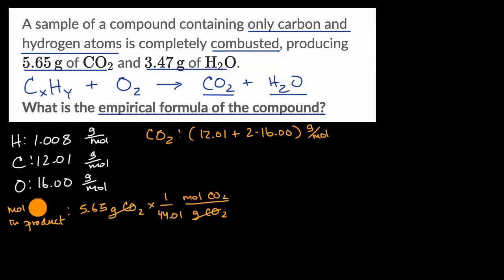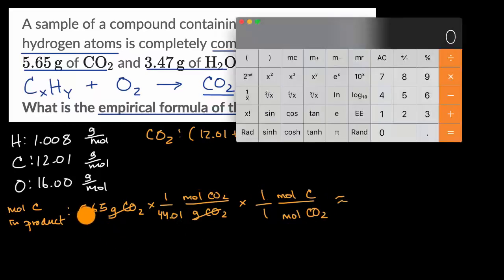But I care about moles of carbon in the product. So how many moles of carbon are there for every mole of CO2? Well, we know that we have 1 mole of carbon for every 1 mole of CO2. Every carbon dioxide molecule has 1 carbon in it. And so what is this going to get us? So we have 5.65 divided by 44.01, and then times 1, so I don't have to do anything there.